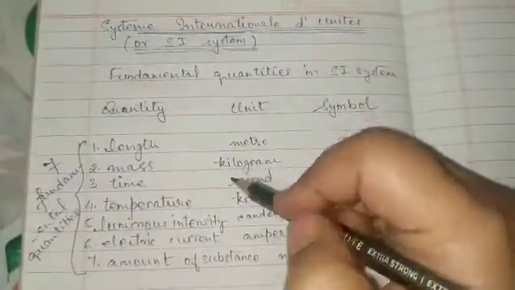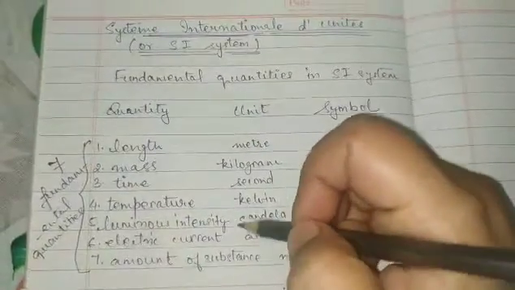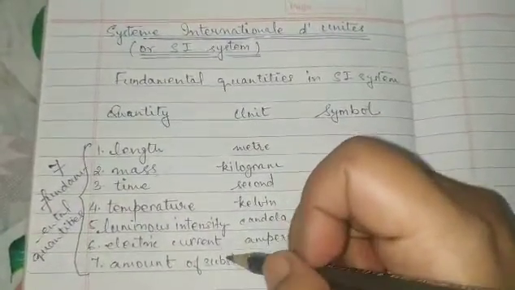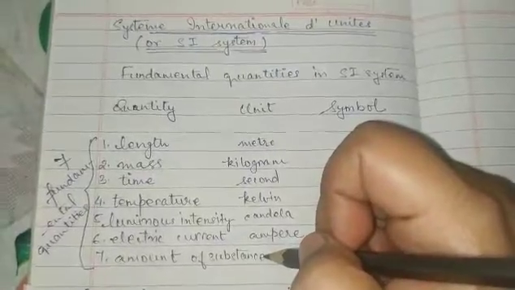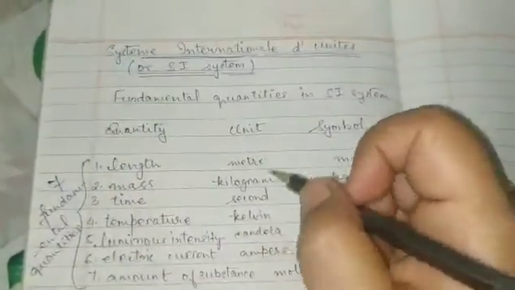So these luminous intensity and amount of substance, maybe these are new terms for you, or maybe amount of substance you have studied in chemistry also, but this is a new term for you. You can simply learn it.